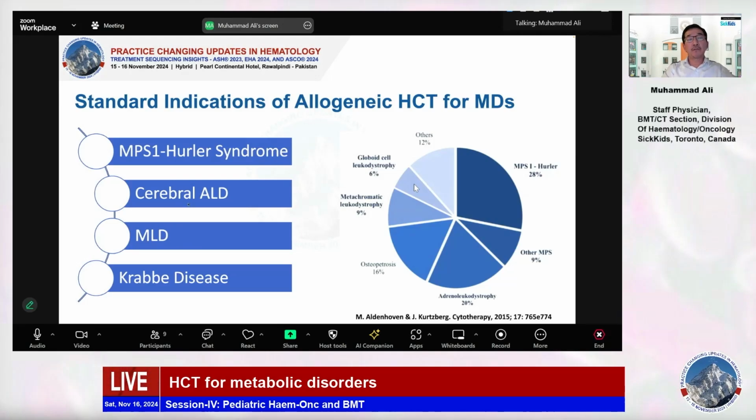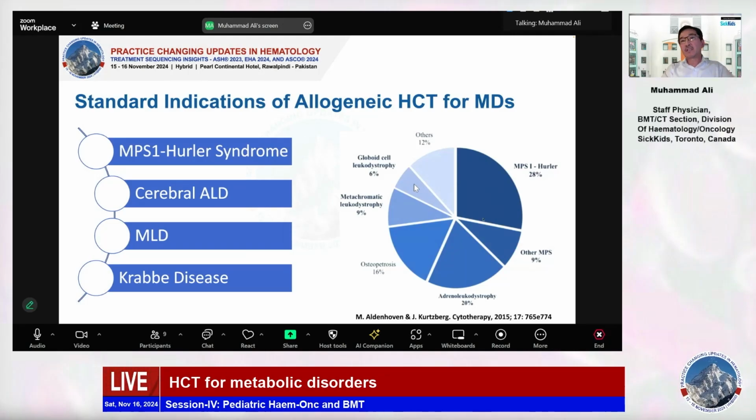The cerebral form of adrenal leukodystrophy, where the brain is gradually inflamed and damaged because of the progression of disease in the brain. We'll talk about that later. And also metachromatic leukodystrophy, which is another lysosomal storage disease because of the missing enzyme. The brain and the nervous system are being damaged because of the missing enzyme and accumulation of the substrate. And Krabbe disease is another type of lysosomal storage disease causing neurological disorder.